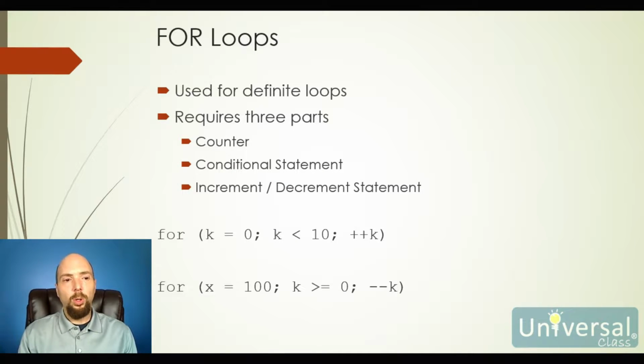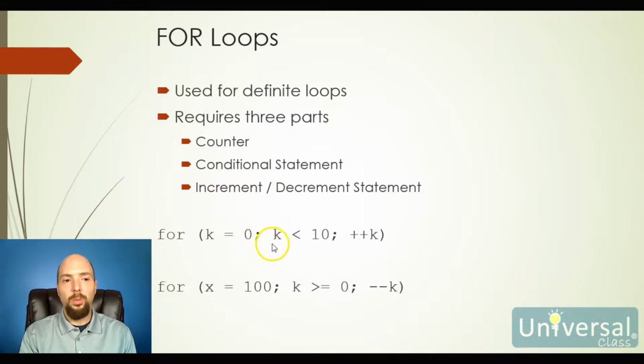Alright, so a for loop is used when I know that I have a definite loop, when I know exactly how many times I need something to run. It requires three parts: a counter, a conditional statement, and then our increment or decrement statement. So the way that it looks is, we say the word for, and then we have a counter. In this case, we call it k. K is our counter, probably because k and counter start with the same sound.